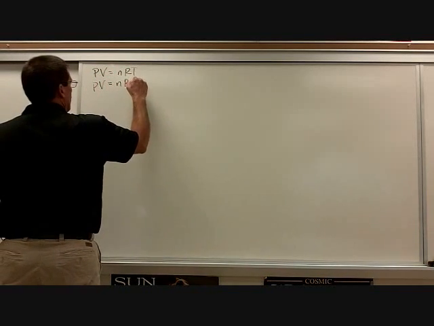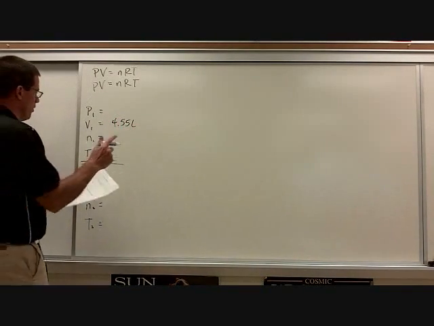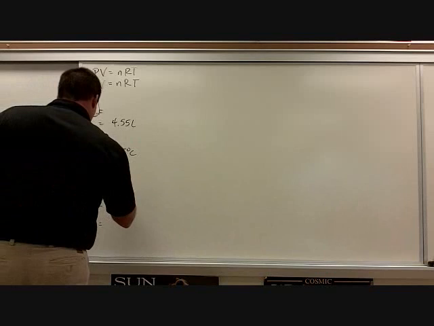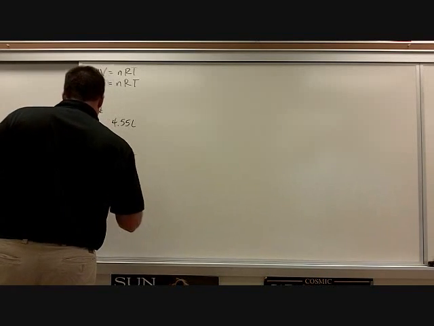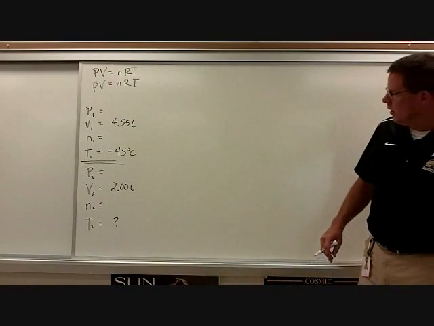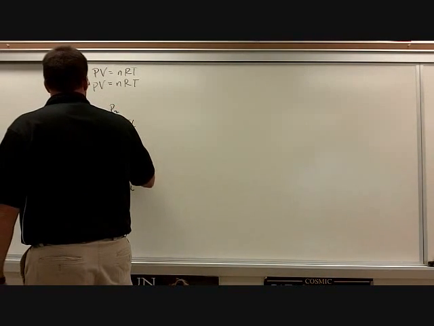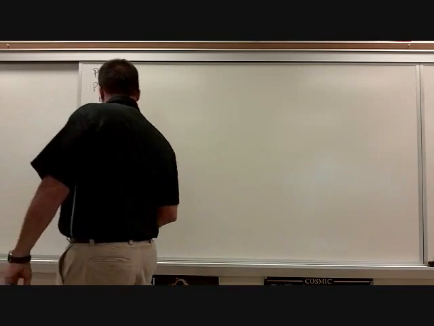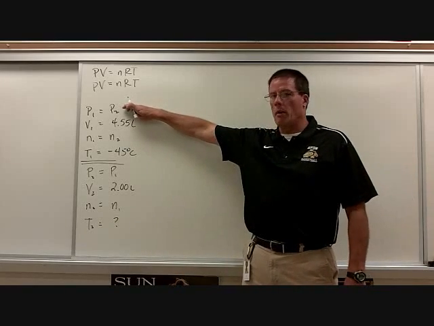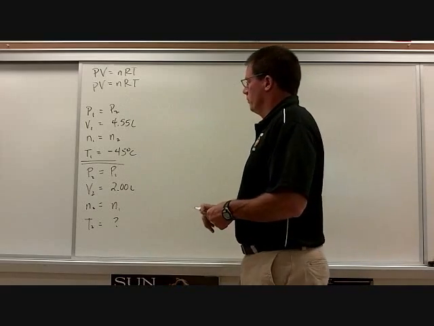So that means we get to use PV equals nRT twice. 4.55 liters at a temperature of negative 45. And its volume is reduced to 2 liters. I want to know what's the temperature. Okay, so that's our set of conditions here. So our pressures don't change, and our number of moles don't change because I didn't say anything about it. And it is a very safe assumption that if we don't talk about it, it remains constant. And sometimes I may even say, hey, the pressure remains the same.